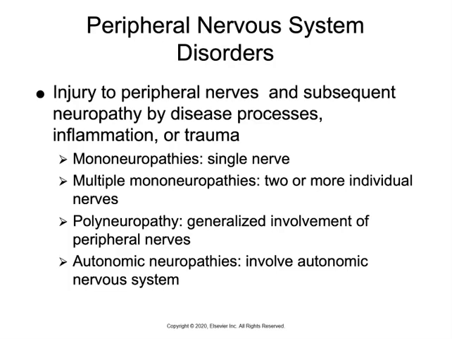And the disorders are classified based on the number of nerves affected. So we have a mononeuropathy that involves a single nerve, while multiple mononeuropathies affects 2 or more individual nerves. Our polyneuropathy refers to more of a generalized nerve damage, often seen in conditions like diabetes. And then we have our autonomic neuropathies that impact, of course, our autonomic nervous system, and that can lead to issues with blood pressure, digestion, and temperature regulation.